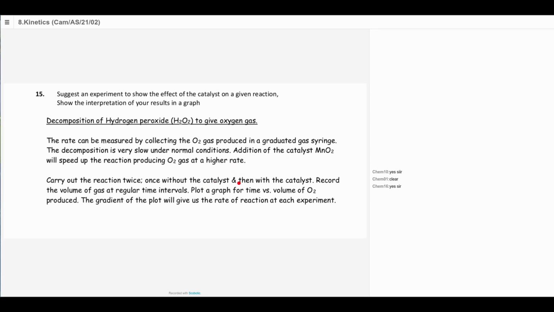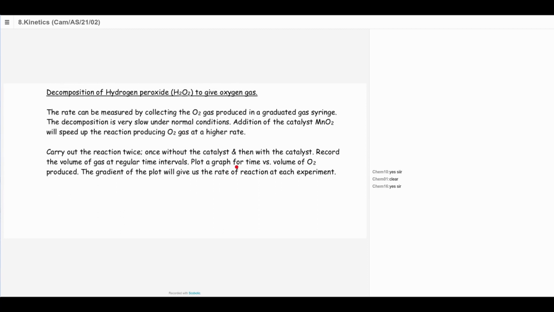So let's carry out a few experiments to prove how the four factors, the temperature, pressure, concentration, the particle size, and the catalyst, increase the rate of reaction. We'll begin with the effect of catalyst on the reaction rate. We'll take this particular reaction, the decomposition of hydrogen peroxide to water and oxygen.